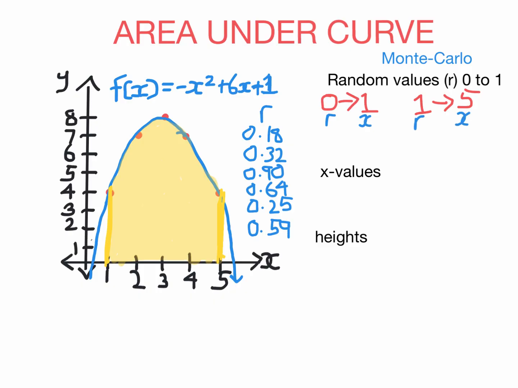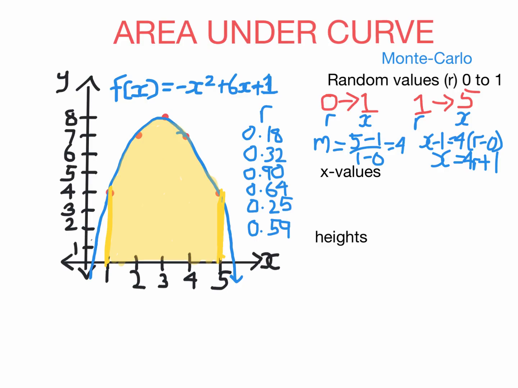We're still going to find the gradient in the usual way. It's going to be (5 minus 1) over (1 minus 0), which gives 4. When we're finding the actual equation, it's not going to be y minus y1 equals m(x minus x1). It's going to be x minus x1 equals gradient 4 times (r minus r1), and r1 in this case is 0. If you rearrange this equation, you get x equals 4r plus 1.